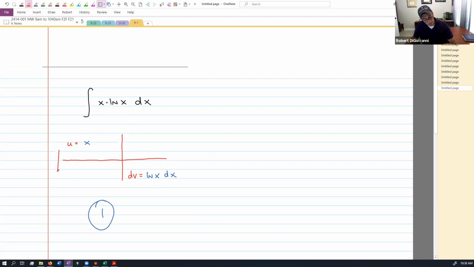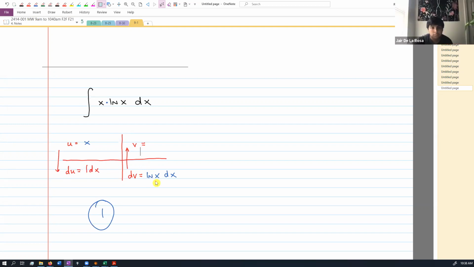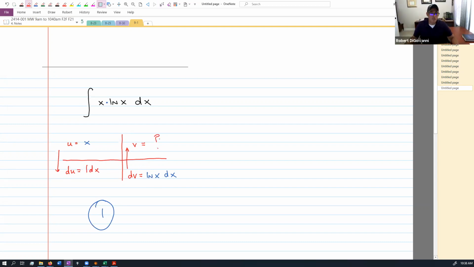So complete the table, differentiate down. What's the derivative of x? 1 dx. 1 dx, okay. And then now do this one, integrate up to v. And that means you need the antiderivative of the natural log of x. Uh-oh. You don't know the antiderivative of natural log of x. You know the derivative of it, don't you? But you don't know the antiderivative. So that ain't gonna work.